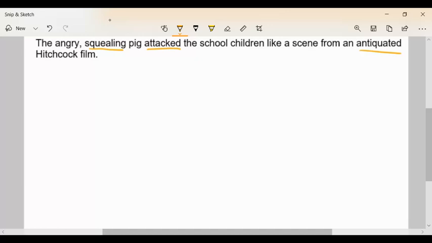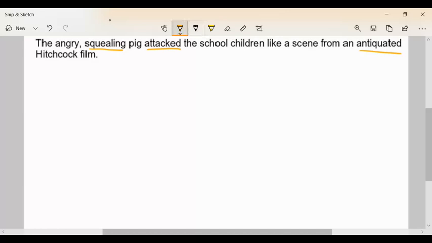Where's the main verb? Well, if I made squealing my main verb, that means angry would have to be the subject. That doesn't make a lot of sense. Plus, an ing has to have a helper. I have to say like is squealing or was squealing. And so that's not my main verb. Same thing here. If I use antiquated, what was my subject? Like blank antiquated, what was the subject? And so it makes sense that attacked is probably my main verb.